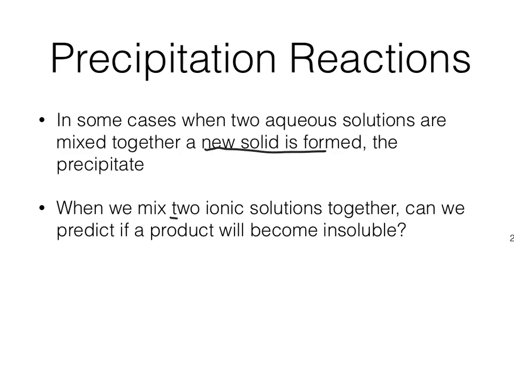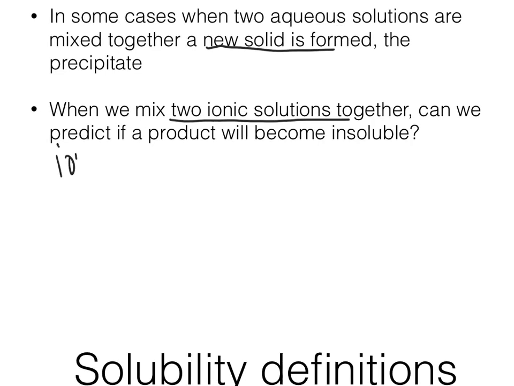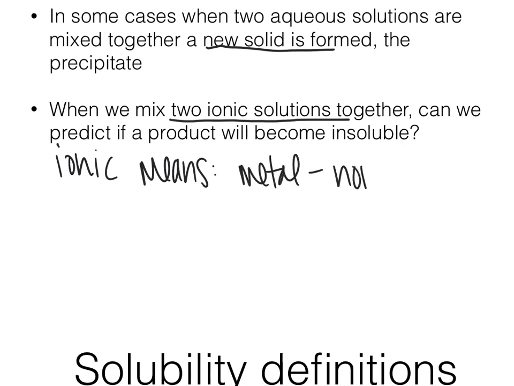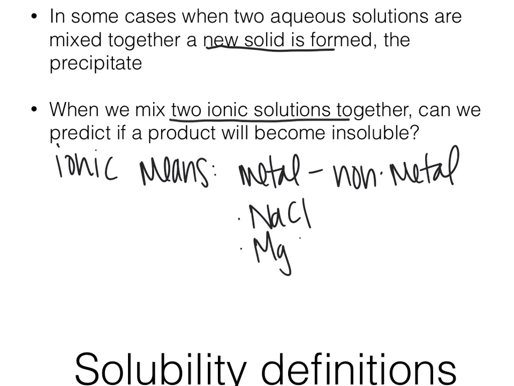So we need to mix together ionic solutions. An ionic solution, right? Ionic means created from a metal and a nonmetal. So these are compounds like sodium chloride or magnesium chloride or any other metal nonmetal complex. It could be made with a transition metal like iron chloride or barium chloride, or with something not chloride such as sodium iodide or potassium iodide, etc.